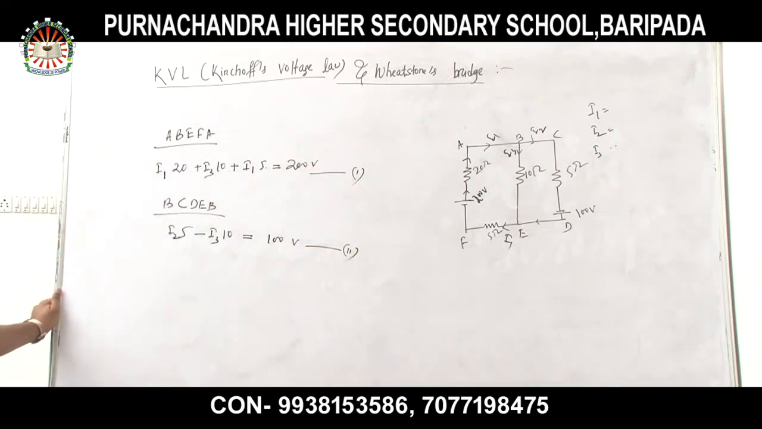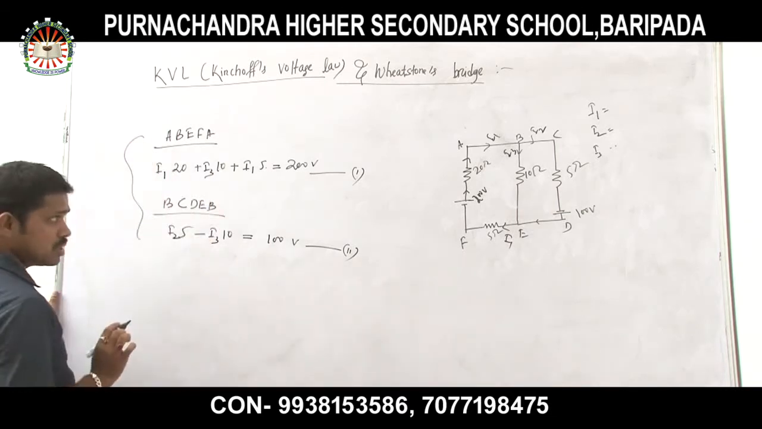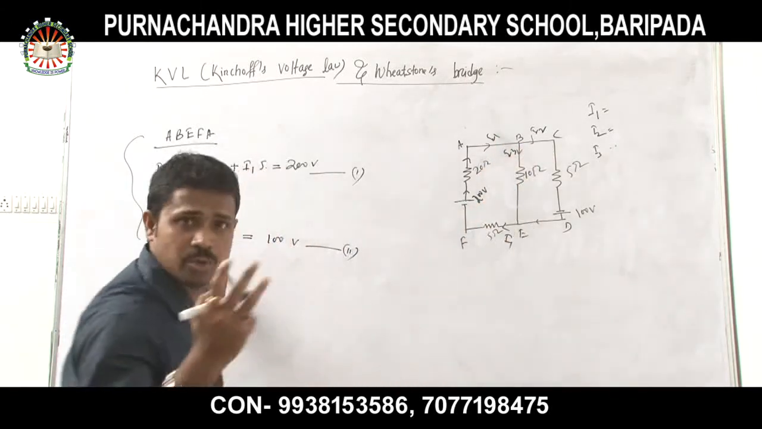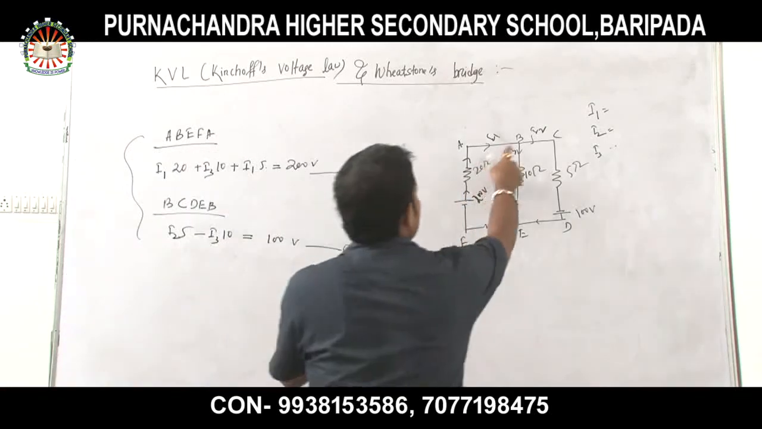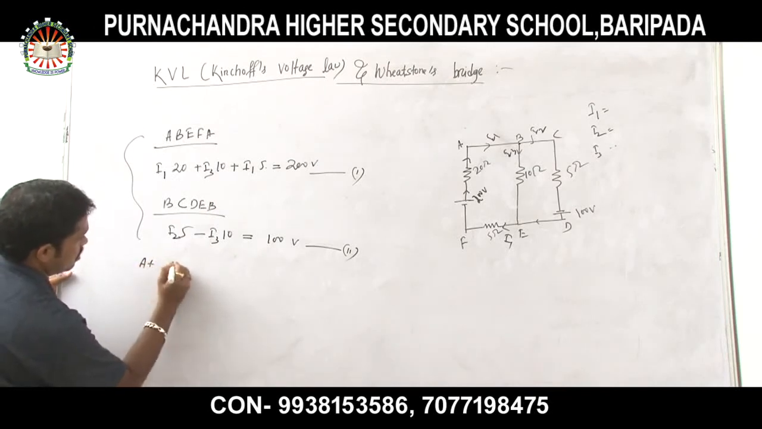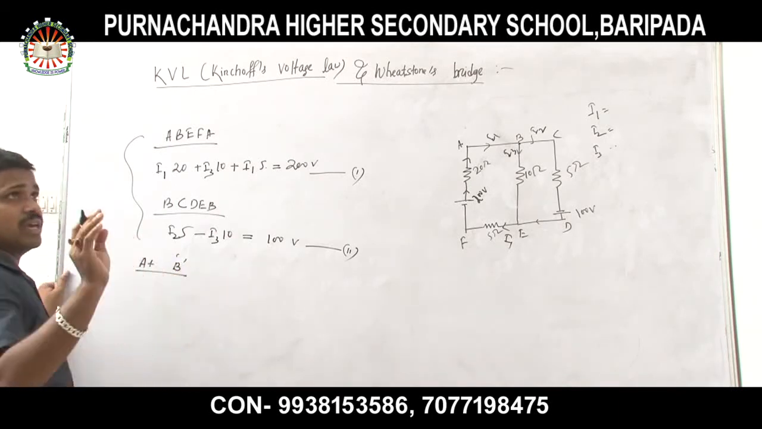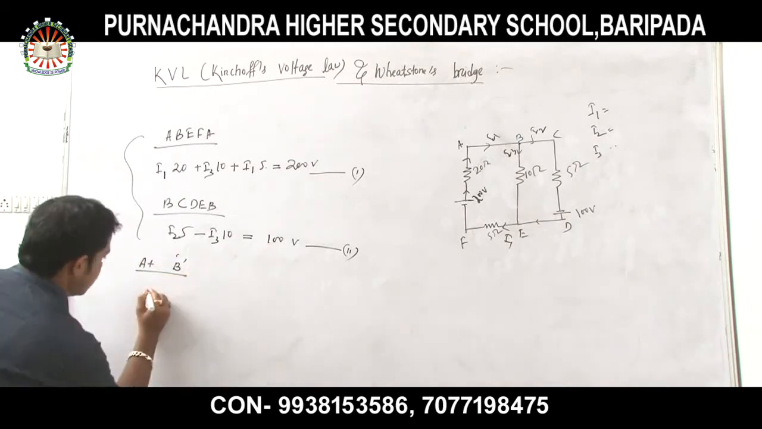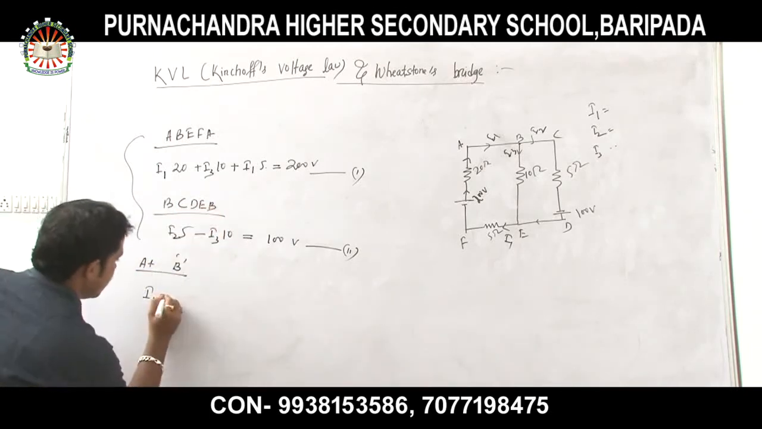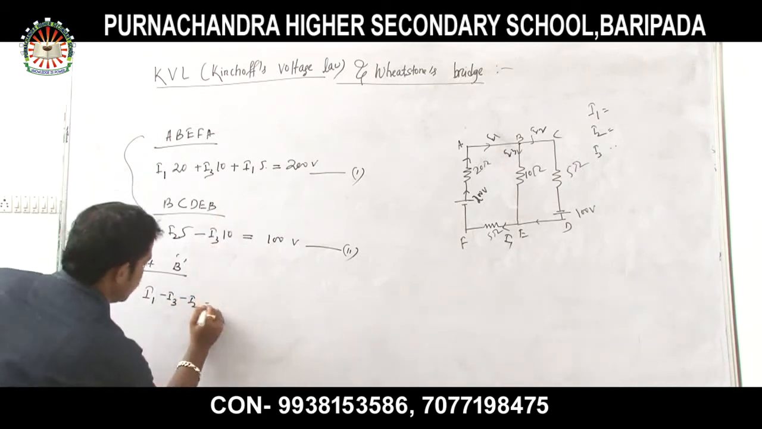Very simple. Clear? So now what will you do? These are the two equations from these two loops. Again, there are three variables, 1, 2, 3, so we require how many equations? 3 equations. Let us take another one. Just apply KCL here at junction B. From KCL, what do we know? The current entering, I1, we take as positive, minus I3, minus I2 is equal to 0.